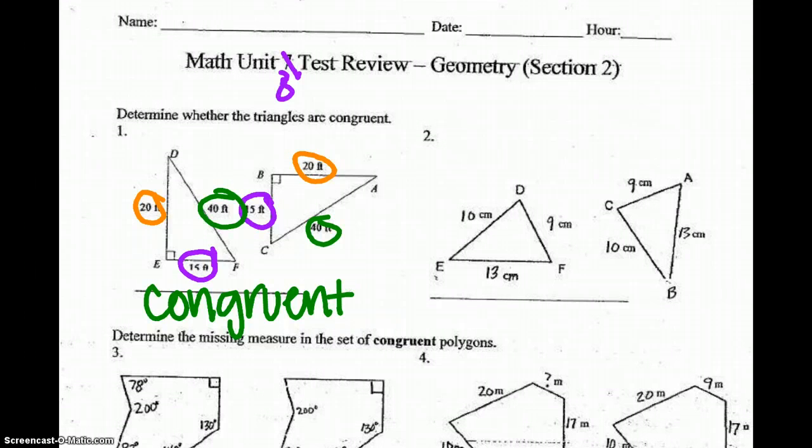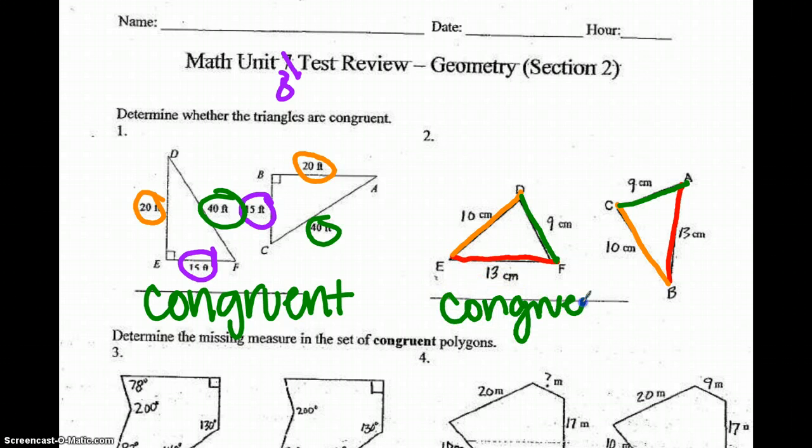Second one, I need to find the corresponding side to EF, which is AB. And I need to check their measurements. They're both 13, so we're good. The corresponding side to ED is BC. They're both 10, so we're good. And the last one, DF, is corresponding to CA. So this as well is congruent, because all 3 sides are the same.